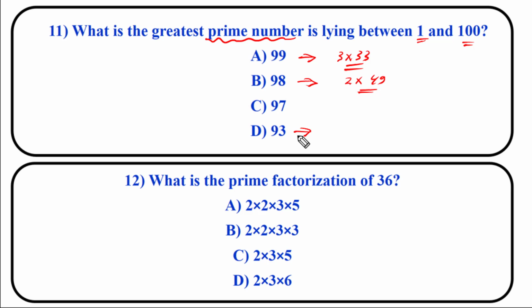Look at 93. It's easy. It's divisible by 3 equals 31. Now, which number here is a prime number? It's 97, and this number is the greatest prime number lying between 1 and 100.